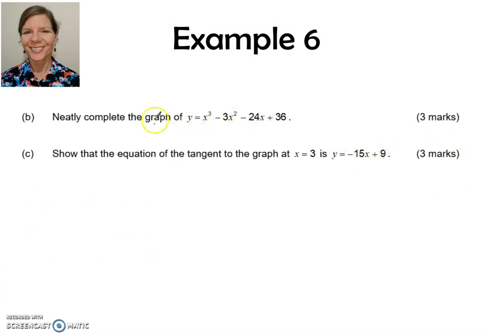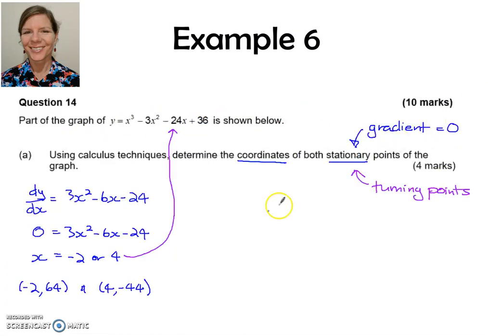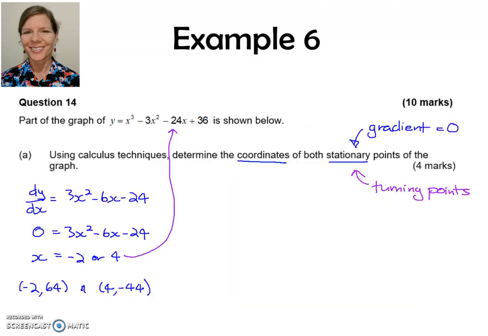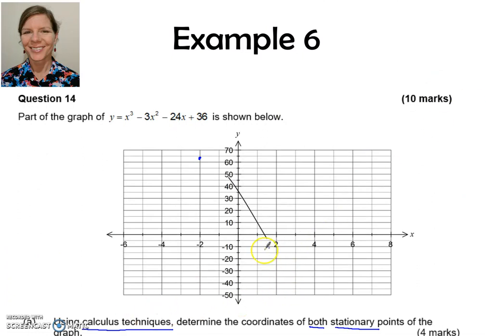Now the next question says complete the graph. So what we're going to use are these points, and I'll let you go back a screen and we'll draw on the little bit of the graph that we were given. So use these to put those in. So minus 2, 64, we'll do that one first, sort of up here. And the other one was 4 and minus 44, so that's kind of down there.